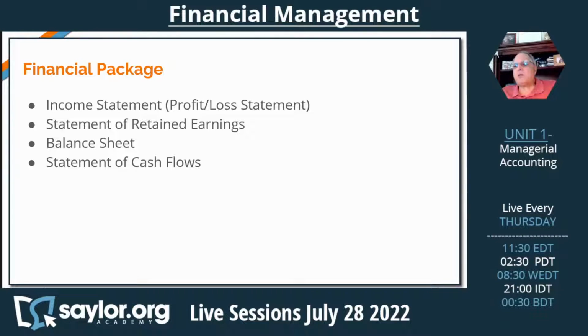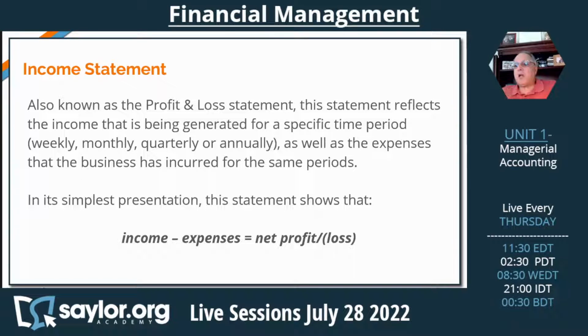Each of these statements has certain information that's important for us to know, but we need all of these statements in order to have a very clear picture of exactly what the firm is doing. We're going to start with the income statement, also known as the profit and loss, because that's what it reflects. The income statement records all of the revenue streams that we have for the firm.